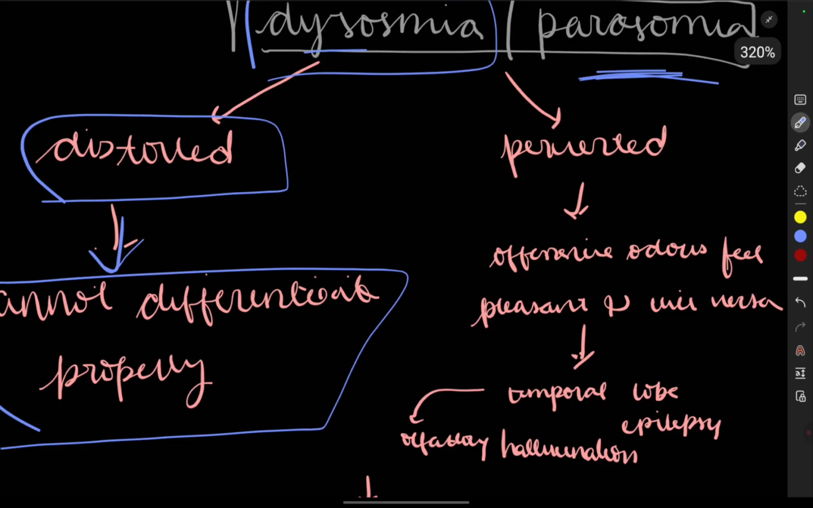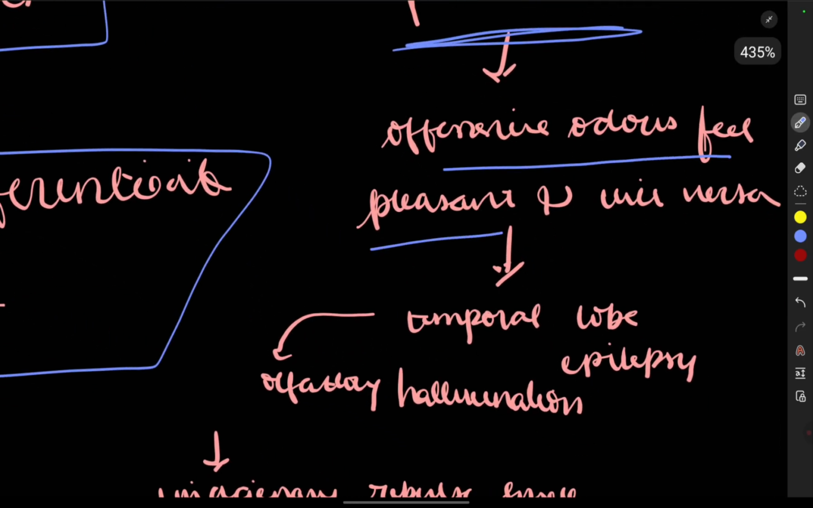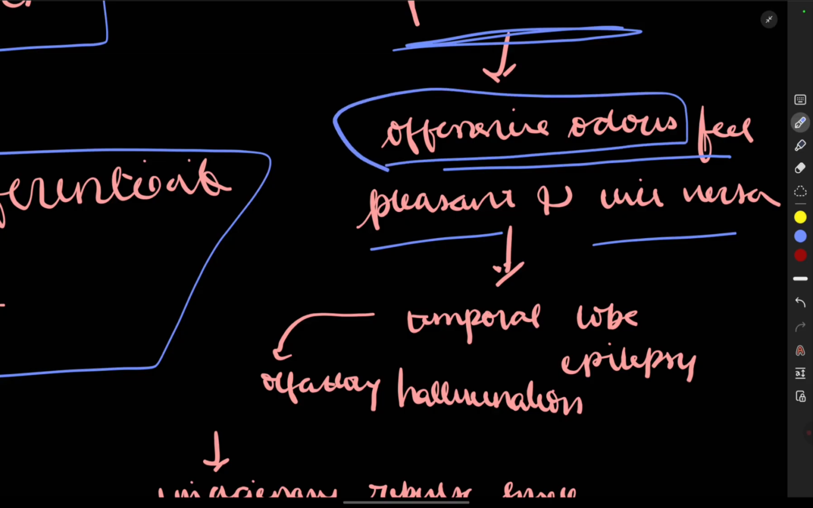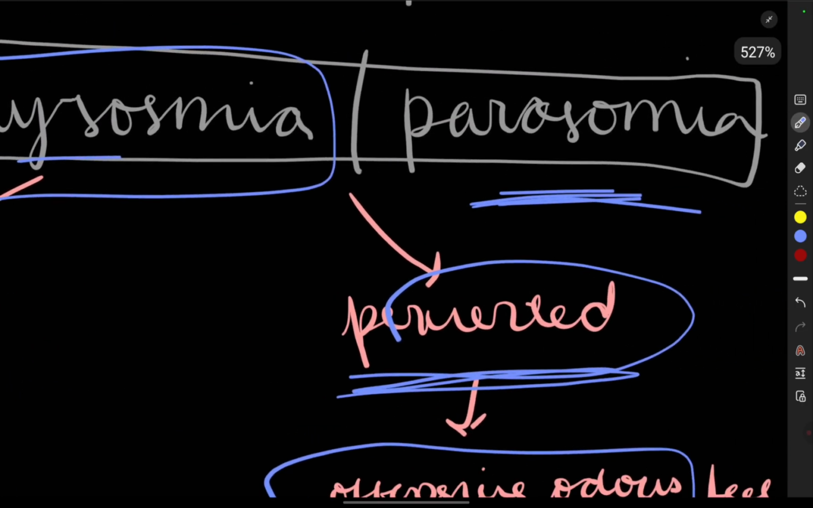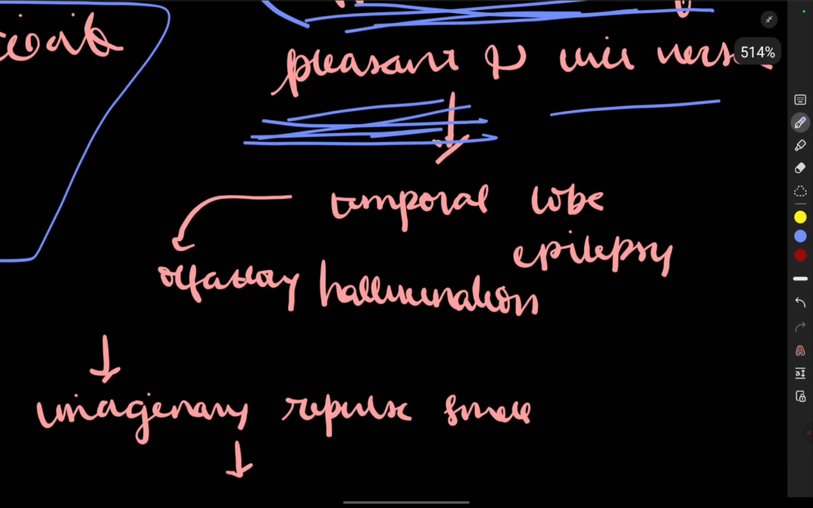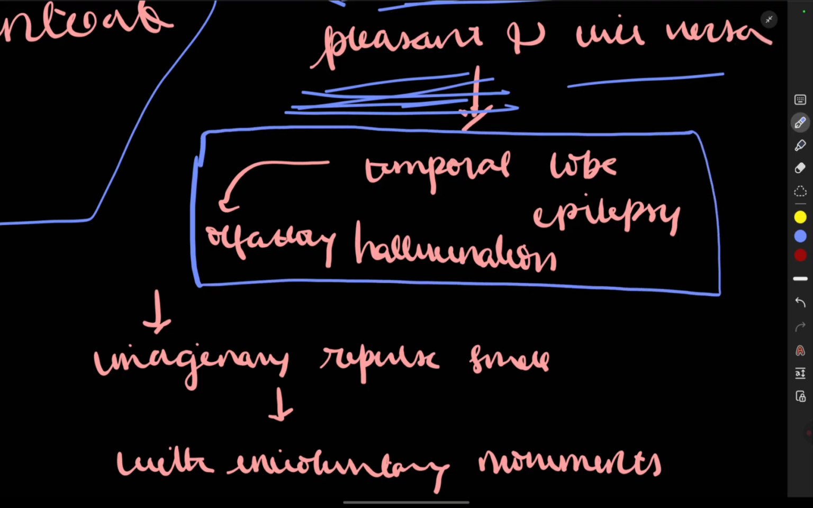Now talking about parosmia, we have perverted smell. Offensive odors feel pleasant and vice versa. The offensive odors which are unpleasant might feel pleasant for some people, and the pleasant ones feel unpleasant for a few people. So this is called parosmia. It is due to temporal lobe epilepsy, seizures, lesions and all.